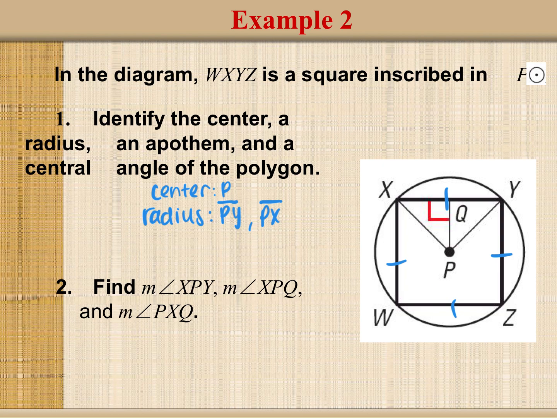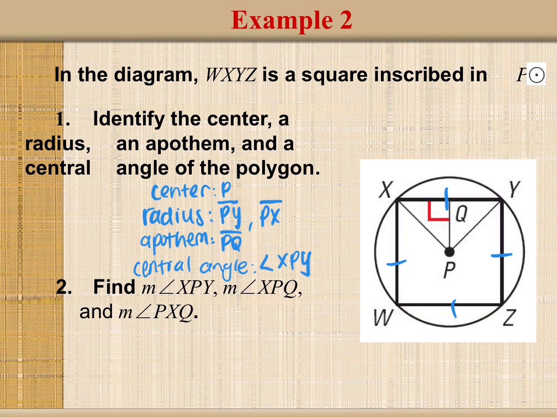Okay, then we're going to go ahead and list the apothem. QP, very good, or PQ. Also a segment, not a ray, not a line, not a point. PQ. And the last thing is the central angle. What's the central angle? German? XPY. Do we agree with German?